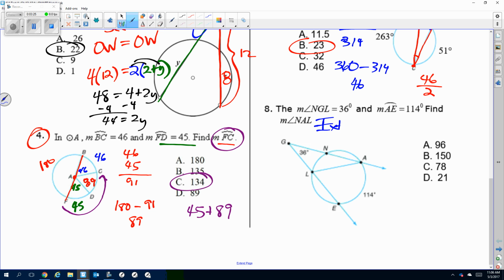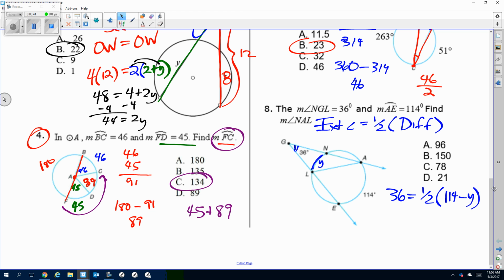And then for this one, you have to remember if it's outside, if it's an exterior angle, it's half the difference of the arcs. And most of you missed this because you forgot to use this arc here. I'm going to make that Y. This is my angle. 36 is half the difference of our arcs. 114 minus Y. Well, that means we have to multiply it by 2 first to get rid of that 1/2. So we get 72 equals 114 minus Y. Subtract the 114. Negative 42 equals negative Y, which means 42 is Y. But they want the angle, and that angle is half of that. So the answer was D.